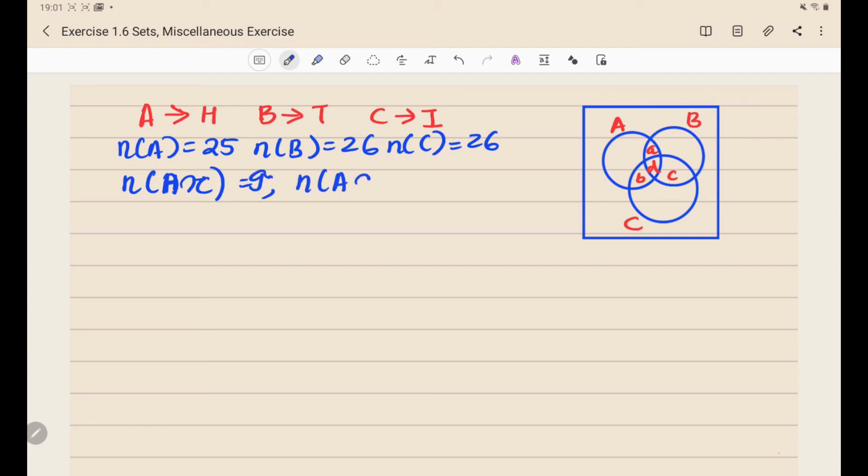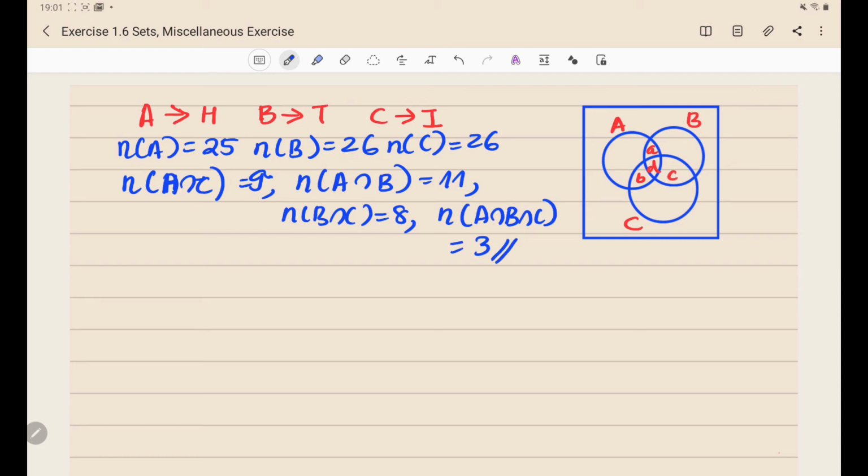N of A intersection B, that is people who read both newspapers H and T, is given as 11. The people who read T and I, that is n of B intersection C, is 8. And the number of people who read all the newspapers, A intersection B intersection C, that is H, T and I, is 3. So the first problem is that we need to find the number of people who read at least one of the newspapers. From the previous sets problems, we have already learned to find the number of A union B union C, right? What is it?